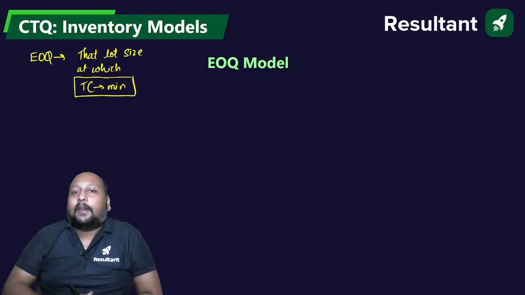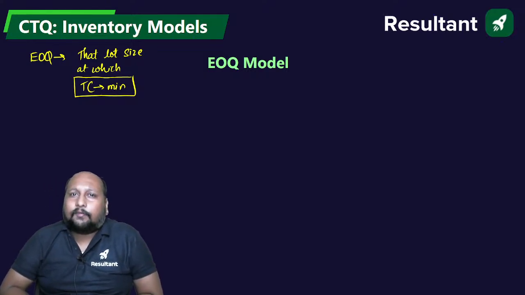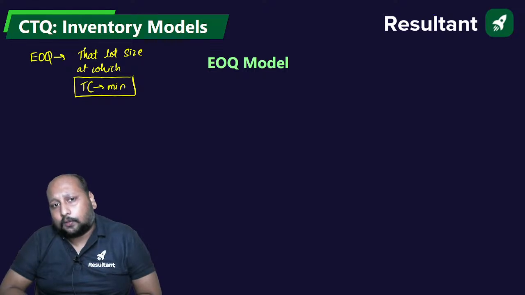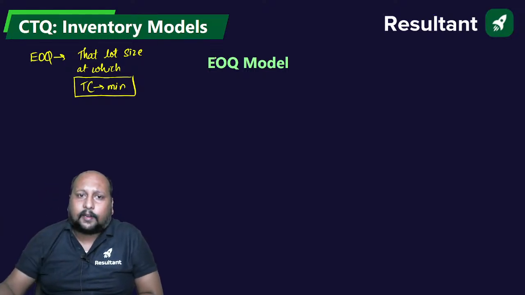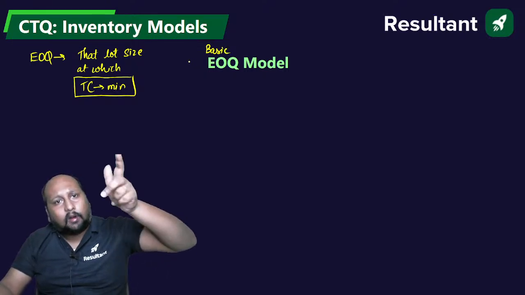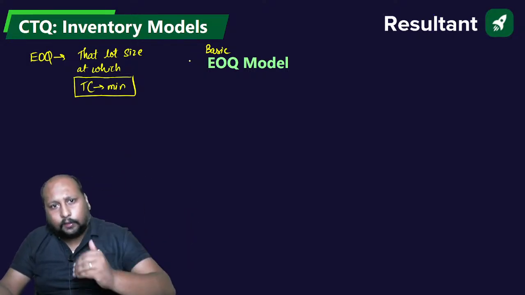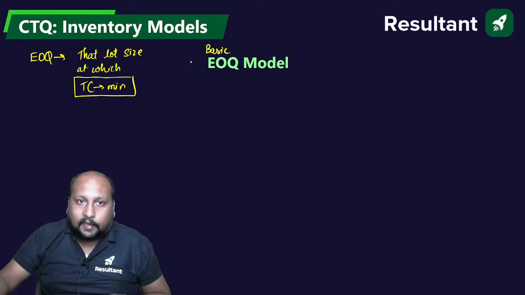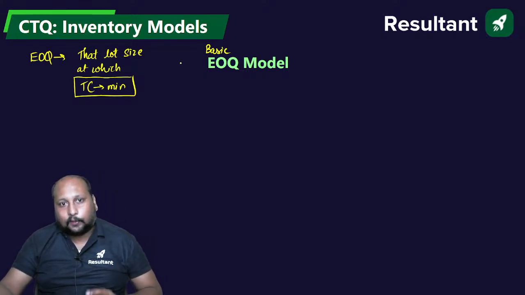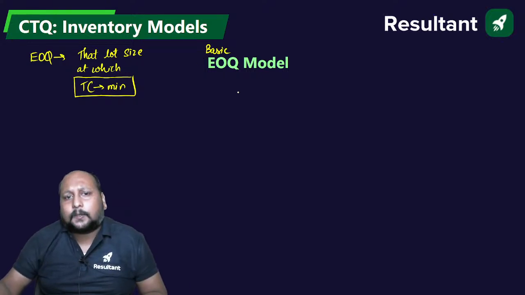In our inventory model, there are basically 4 to 5 different costs associated. But in the basic EOQ model, we only come across 3 costs: purchase cost, ordering cost, and holding cost. I'm not going into the derivation, because then this session would extend for at least 90 minutes. I'm giving it in a short, crisp manner.